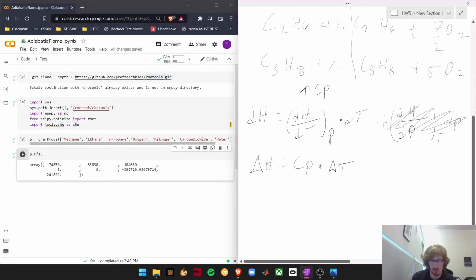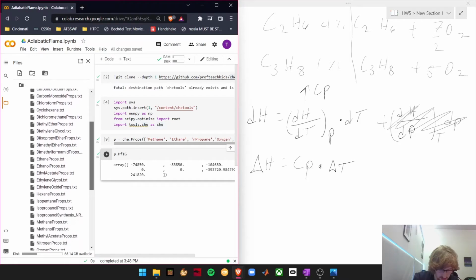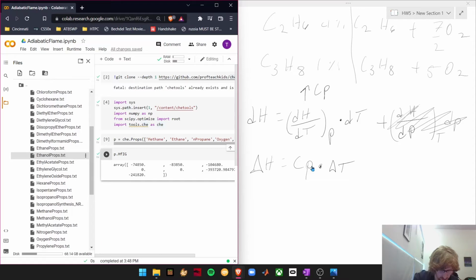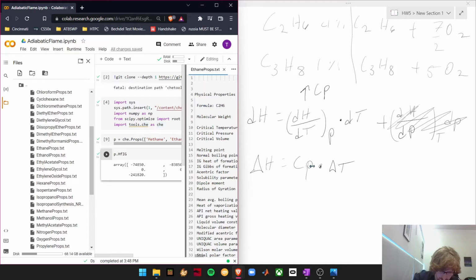And then from there, we're going to be using an equation that we can find in ChemCAD. Let's just look at ethane for now. And I'm jumping around a bit. See if I can get this to open. There we go. Okay, we're going to use the cursor.